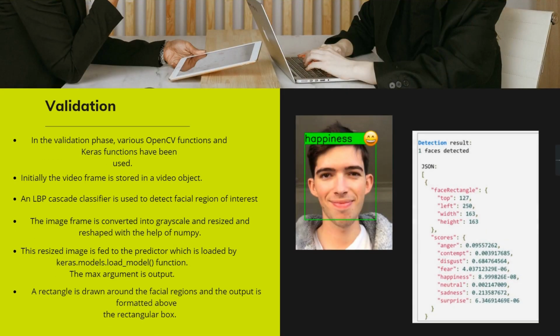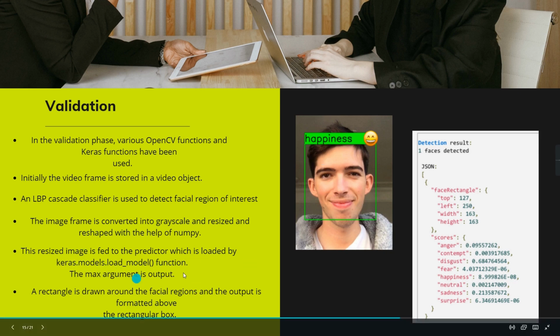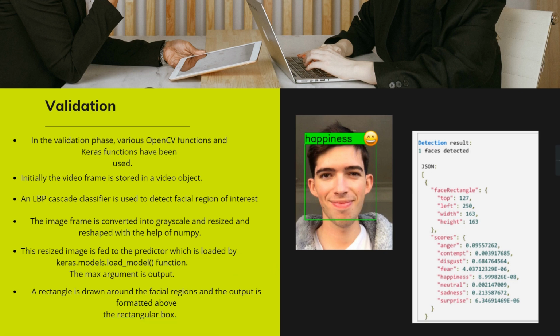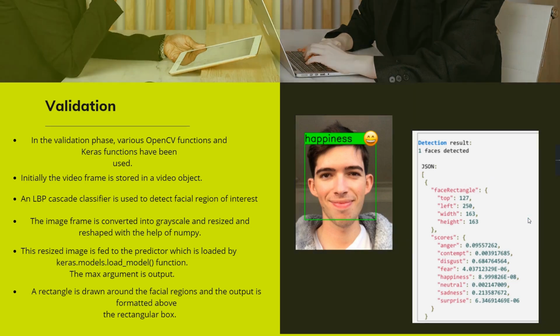After building my model, the validation phase works by detecting the face and drawing a rectangular box around it. And after bounding that face, we have to label the bounding box with the emotion that the system has detected. For that, I imported the Keras model, with the max argument as the output. The rectangle is drawn on the facial output. This was the JSON file which I used to draw that rectangular box while capturing from the webcam.